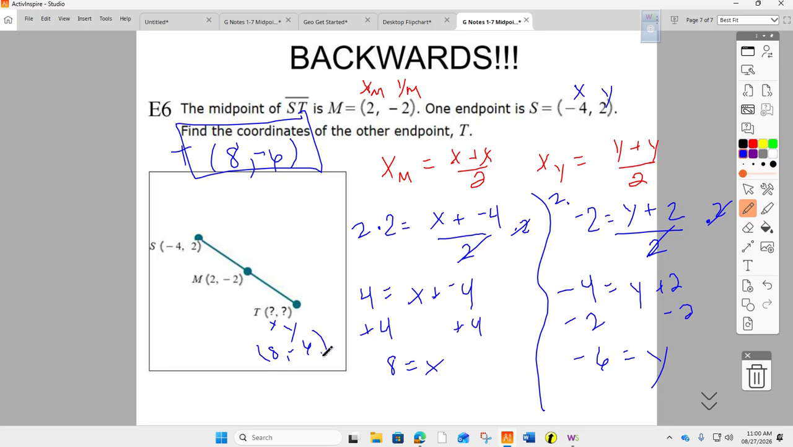Any questions? So we're going to scan and submit our notes real quick. Then we're going to go to the assignment. In ours, it's 1-7. First we're going to scan and submit our notes.